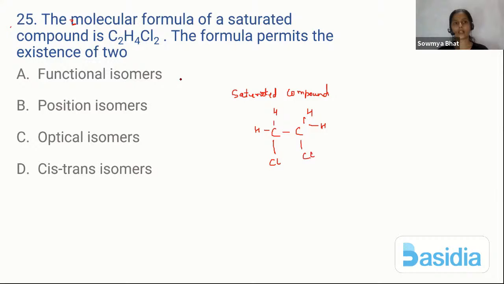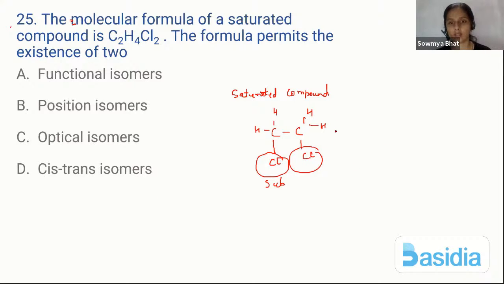Now, functional isomers is one of the options. There is no functional group other than the single bond here, so this can't be the option. Position isomer refers to a change in the position of the substituent or the functional group. So this is regarded as a substituent here. And for optical isomerism, the carbon here is attached to similar groups. The hydrogens are similar, so there is no chiral center. So the compound can't show optical isomerism. And the next one is cis-trans, for which there should be a double bond, which is not there. They have mentioned that it's a saturated compound, so it can't show cis-trans isomerism.